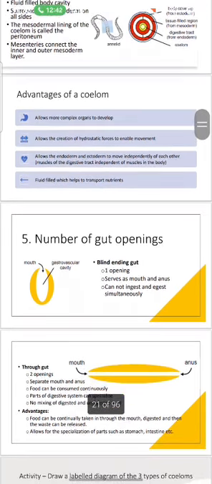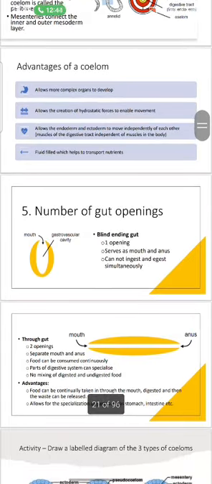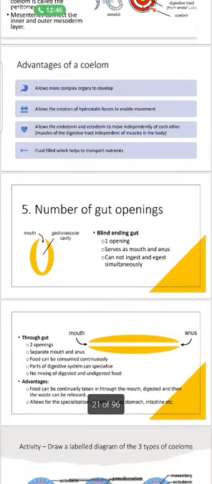So, number of gut openings. There is a blind gut opening, which means there's one opening. It serves as a mouth and anus and cannot ingest and egest simultaneously.